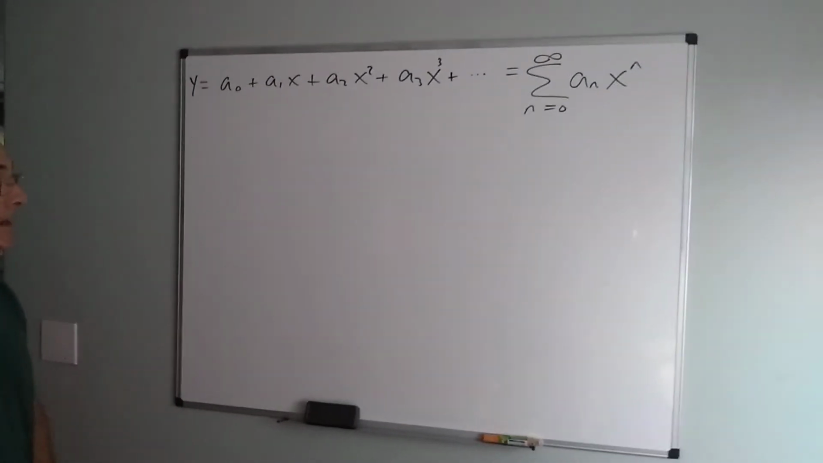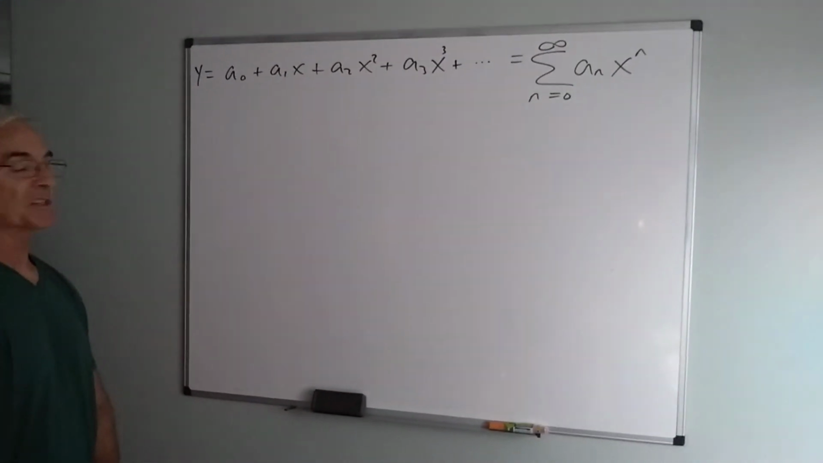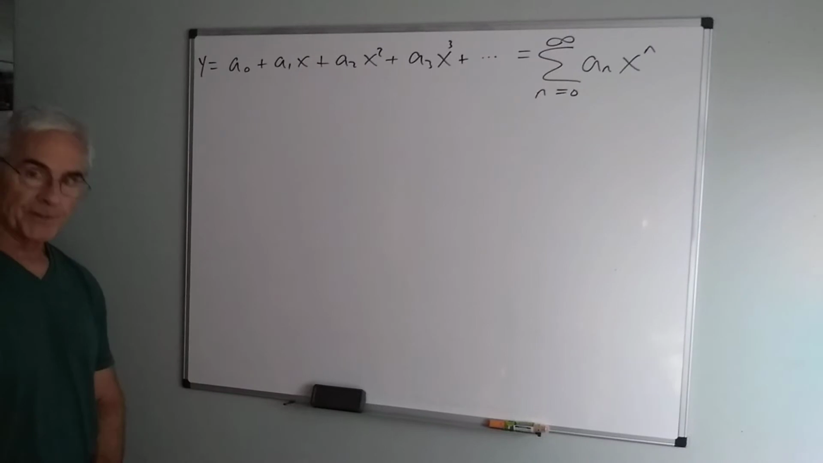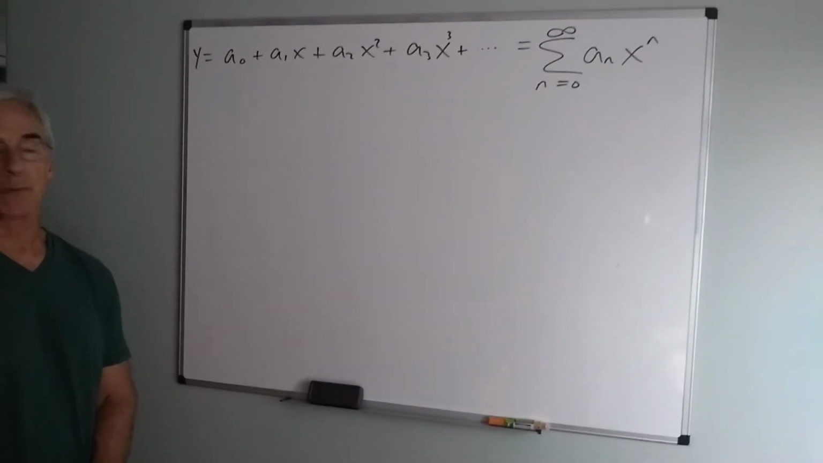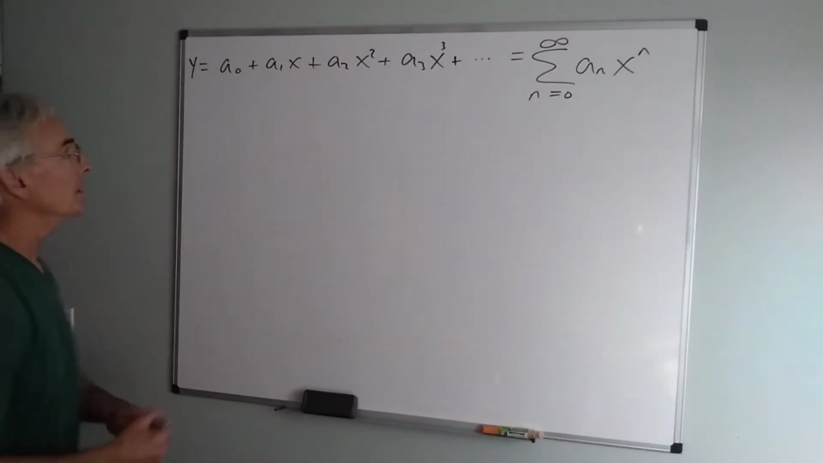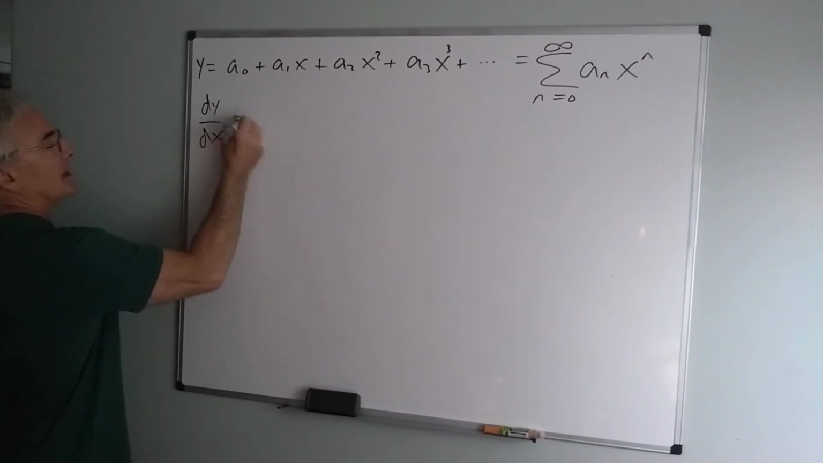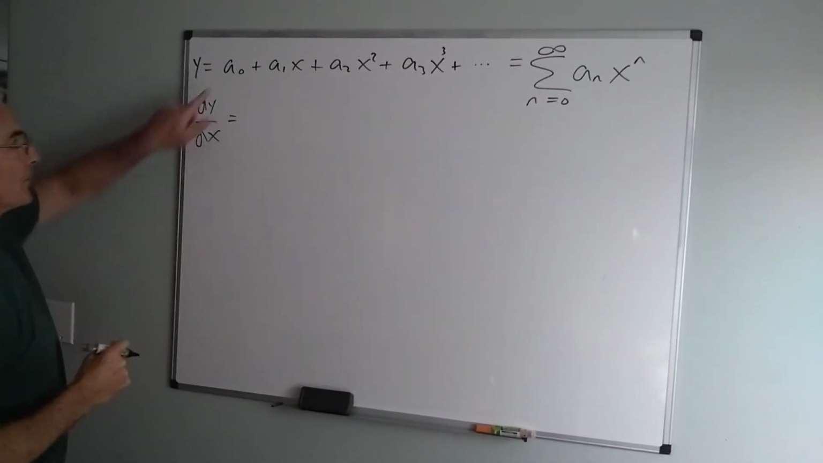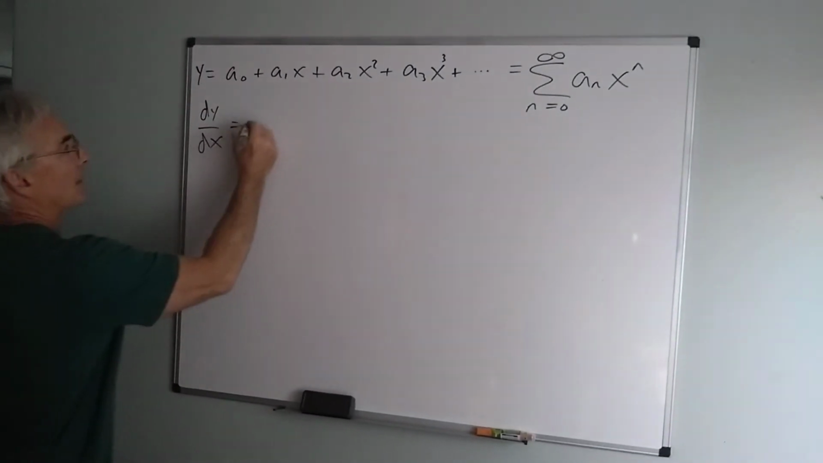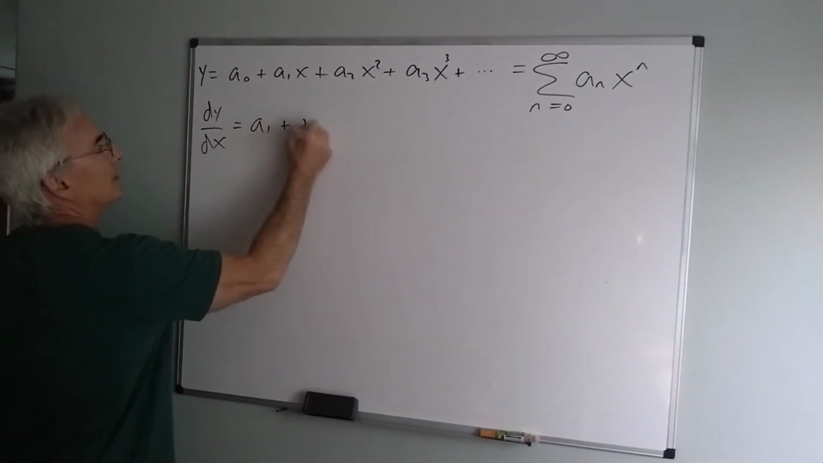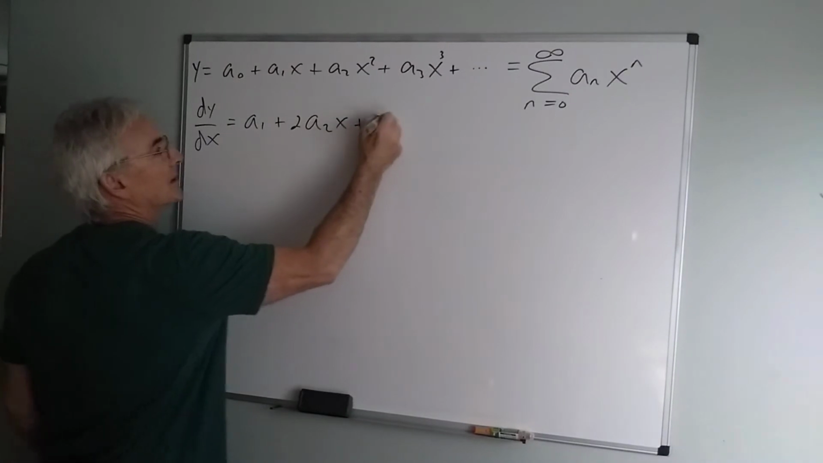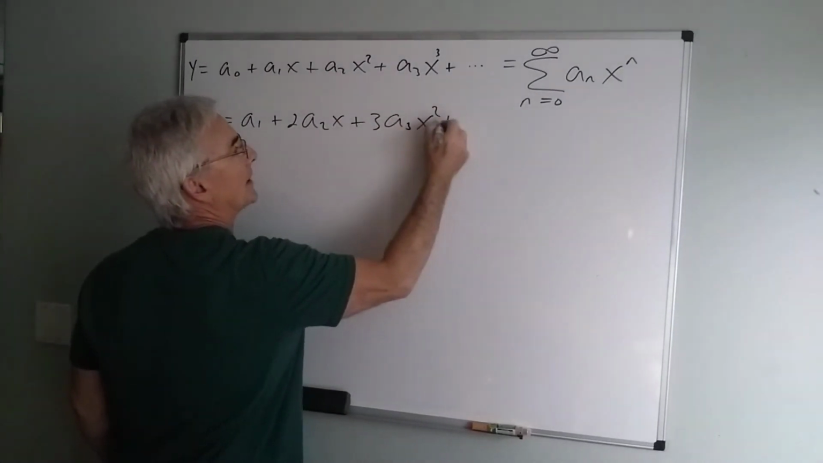Hello everyone. Consider the following power series expanded about zero. We are interested in taking derivatives of this to be able to solve the differential equation. So on the left side, if I simply write dy dx and I start differentiating the polynomial, the first term of course would be 0, and we'd be left with a1 plus 2a2x plus 3a3x squared and so on.